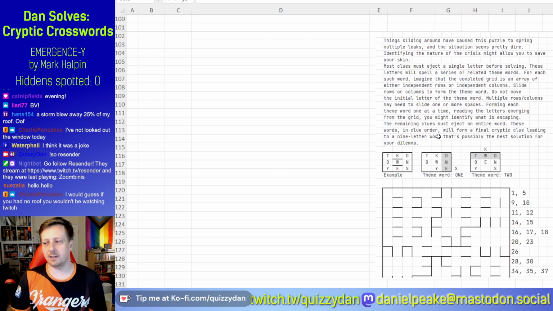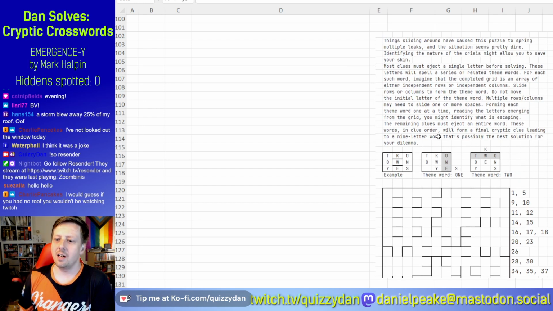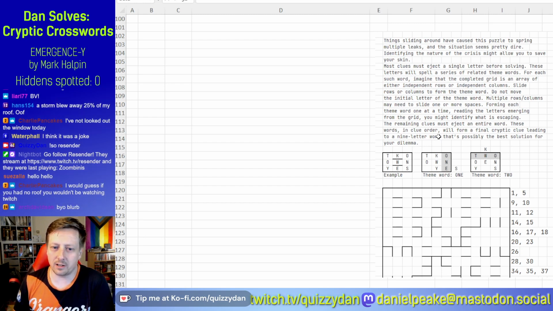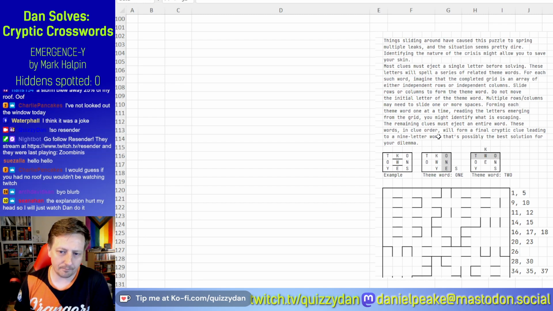Normal looking grid, so that's at least a good start. Things sliding around have caused this puzzle to spring multiple leaks, and the situation seems pretty dire. Identifying the nature of the crisis might allow you to save your skin.